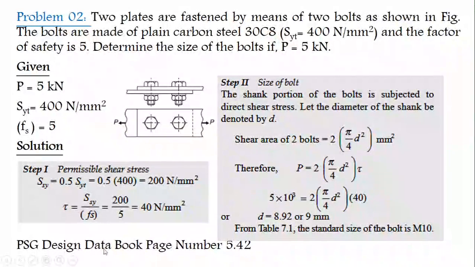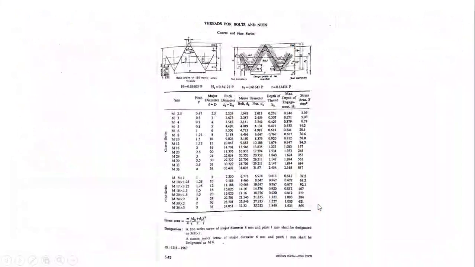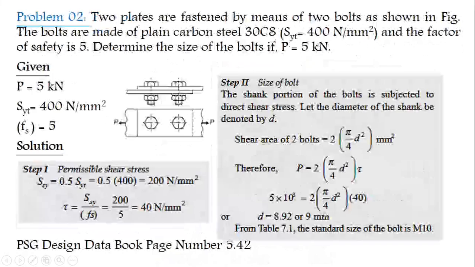From the design data book, the standard size of the bolt is M10. Let's see the table. D value is 9 millimeter. After the 8, you will have the M10 bolt only. We don't have the M9 bolt. After the 8, we can have only M10. So the standard size of the bolt is M10. Thank you.